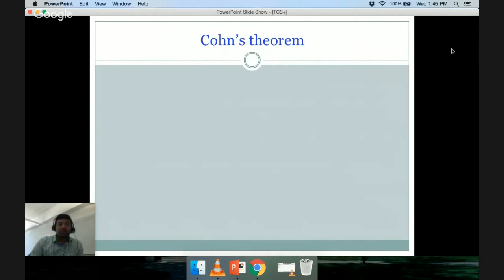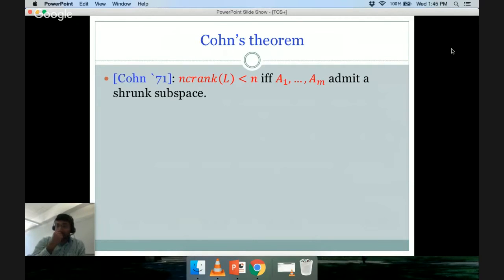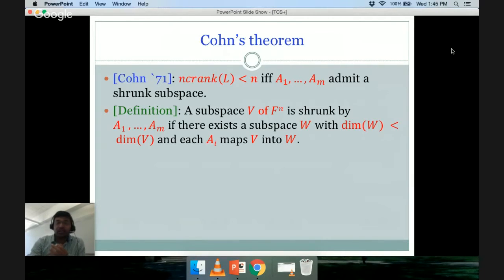Okay, so moving on to non-commutative rank and what's the connection to operator scaling. Cohn proved this really amazing theorem in '71. He proved that the non-commutative rank of a symbolic matrix L is smaller than n if and only if the matrices A1 to AM admit a shrunk subspace. What do I mean by that? What is a shrunk subspace? A subspace V of F^n is shrunk by all of A1 to AM if there exists another subspace W whose dimension is smaller and each Ai maps V into W.